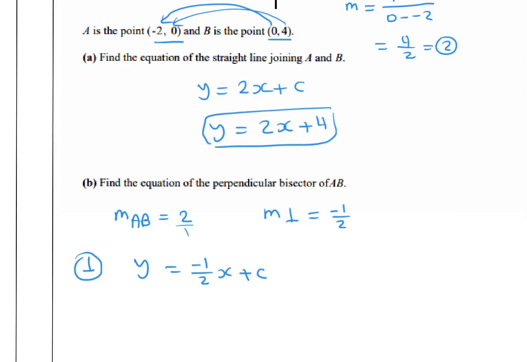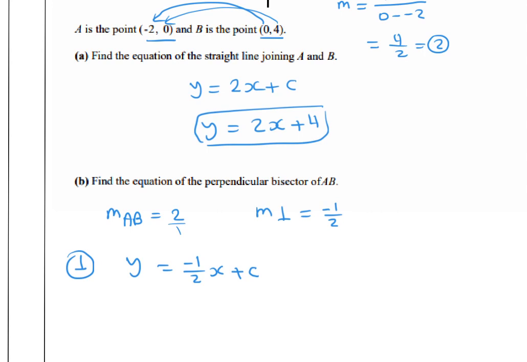But to find c, we need a point on the line. Imagine that you have A and B. I need the equation of the perpendicular bisector. Perpendicular means right angle. Bisector means it passes through the midpoint. So the point we need to get c is the midpoint. So we need to find the midpoint of A and B.